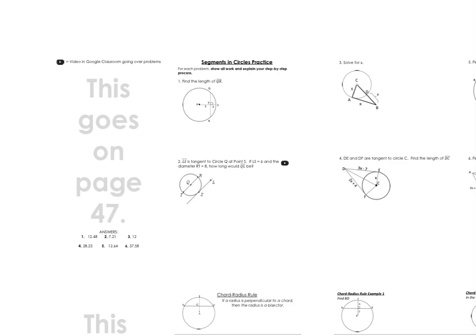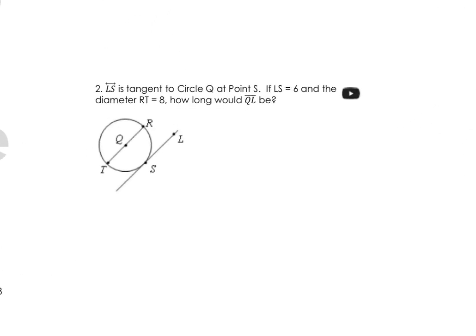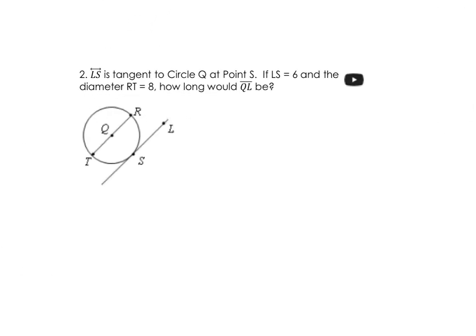Okay, I'm going to go over a couple of the practice problems from the segments and circles practice. So number 2 says LS is tangent to circle Q at point S. If LS is 6 and the diameter RT is 8, how long would QL be?